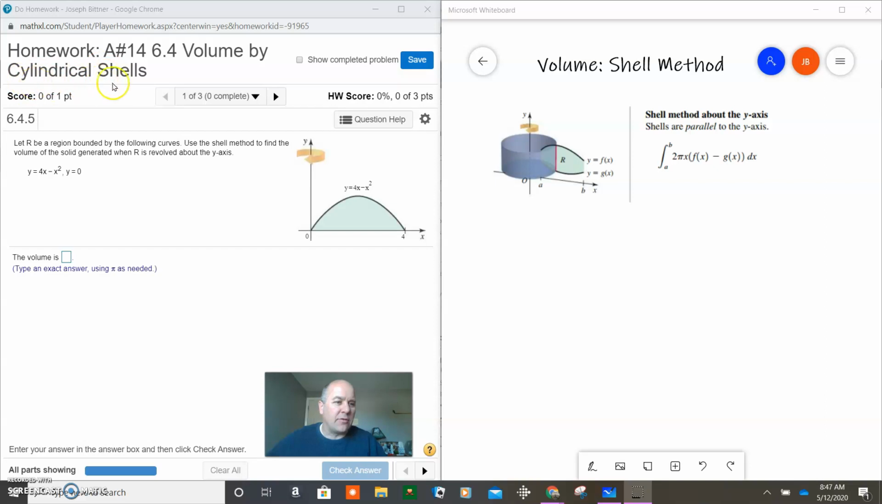As you can see over here, this is the title that MyMathLab gives, and I just put shell method over here. What you need to understand about the shell method is that it's really the same thing as disks and washers, but sometimes disks and washers are not the best option. If you take a look at this example here, and they're rotating around the y-axis, you would have to take top minus bottom. Well, the top and the bottom are the same equation, so that's not feasible. So you can't do a disk on this.